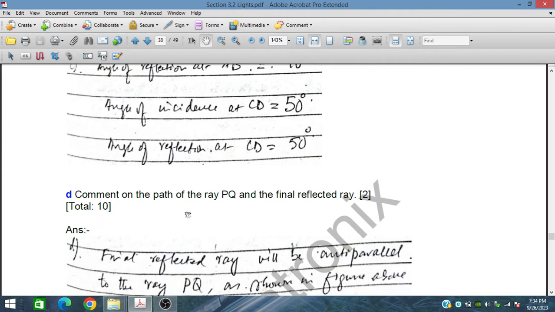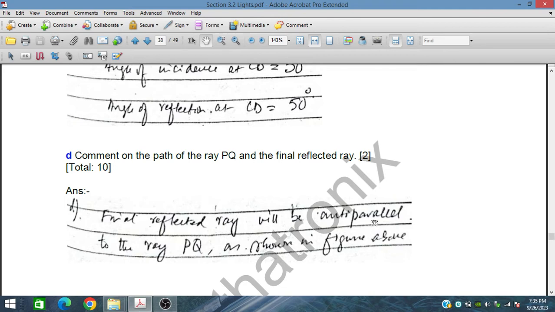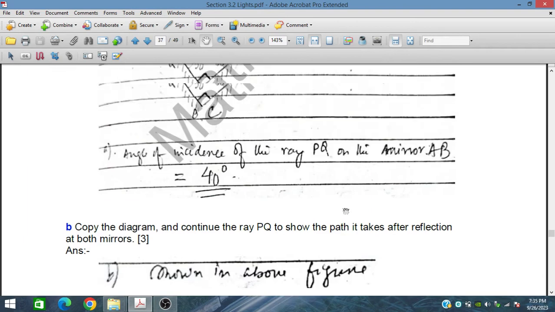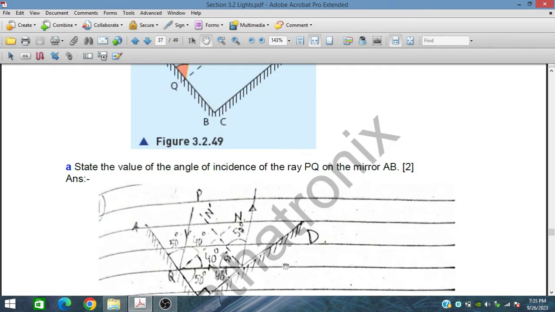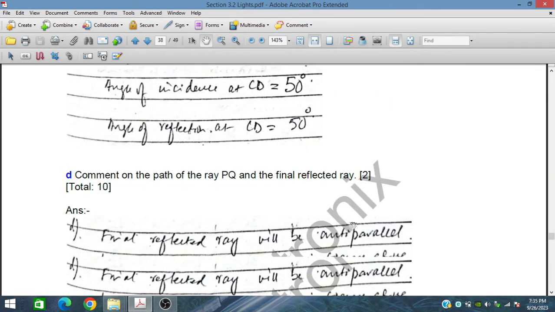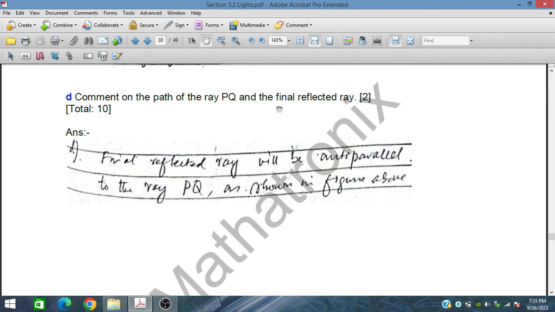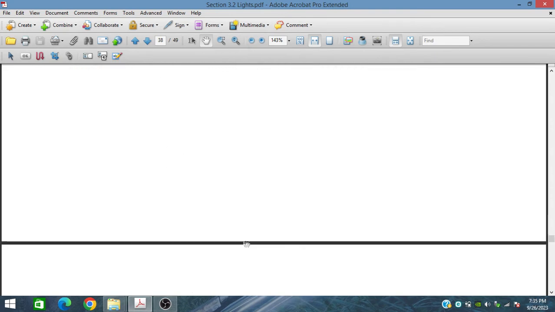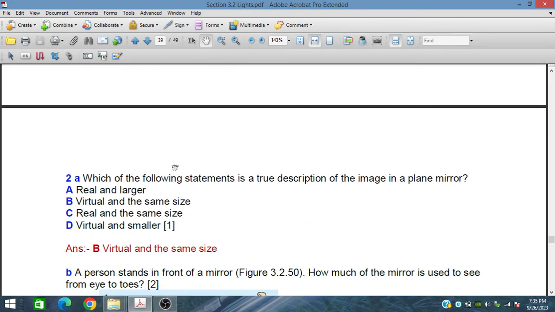And comment on the path of the ray PQ and the final reflected ray. The final reflected ray will be anti-parallel to the ray PQ as shown in the figure above. This is coming in this direction, but this is going in the other direction. So they are anti-parallel. This is the way the final ray is reflected. This was question number 1, which is very important.